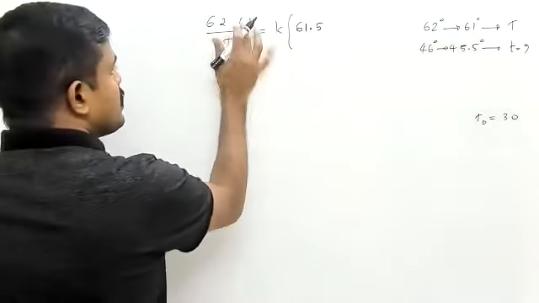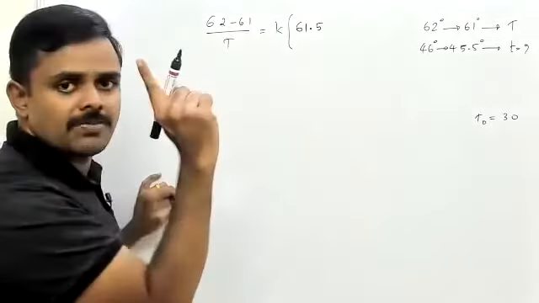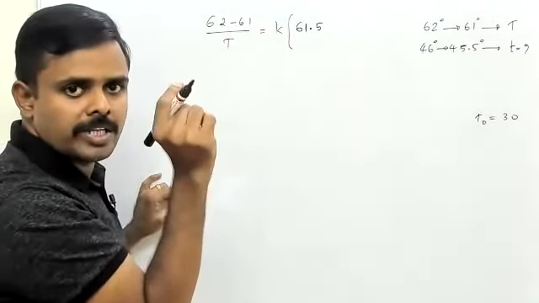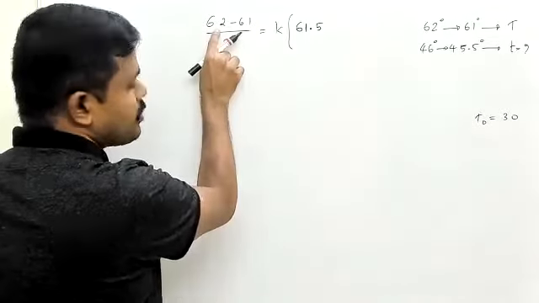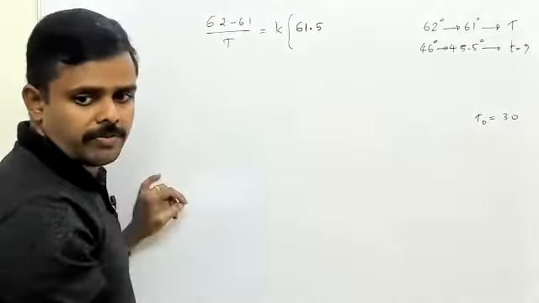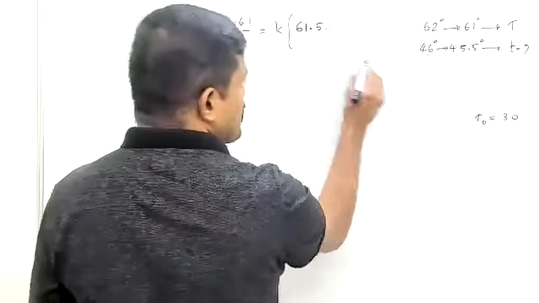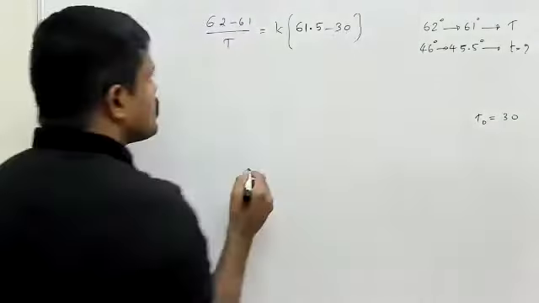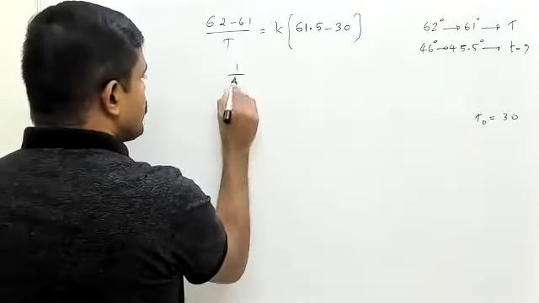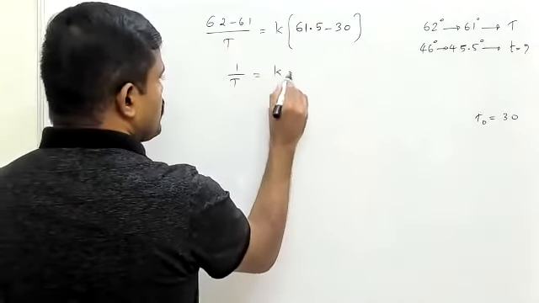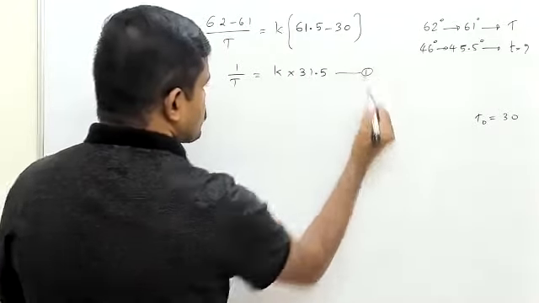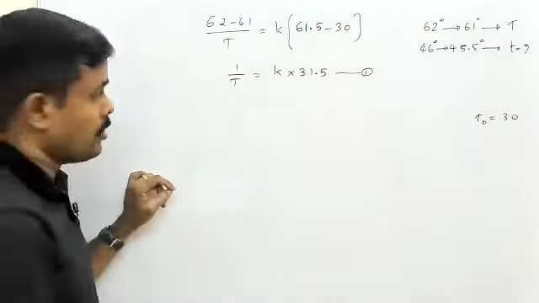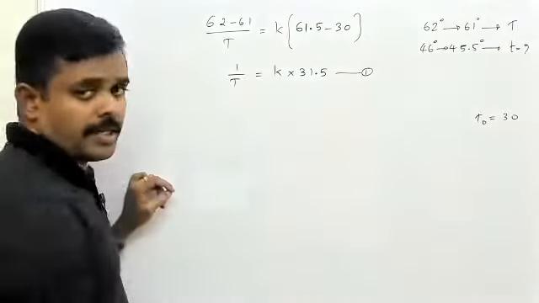How do we take it? Take the difference between them, that is 1, and that is to be equally split up, 0.5 and 0.5. Add 0.5 to the smaller and subtract 0.5 from the larger. You get 61.5, right? Minus ambient temperature 30. So 62 minus 61, that is 1, by T is equal to K into 31.5. I got the first equation.